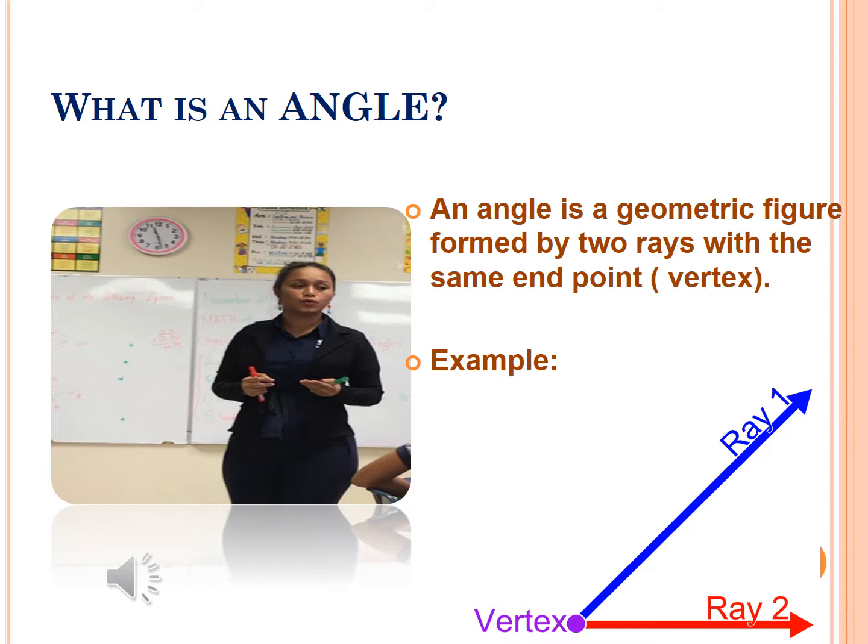Here we have one example of an angle. As we can see, there are two rays. We have ray 1, the blue one, and then ray 2, the red one. So ray 1 and ray 2 have the same endpoint, and that's the vertex, the purple one.